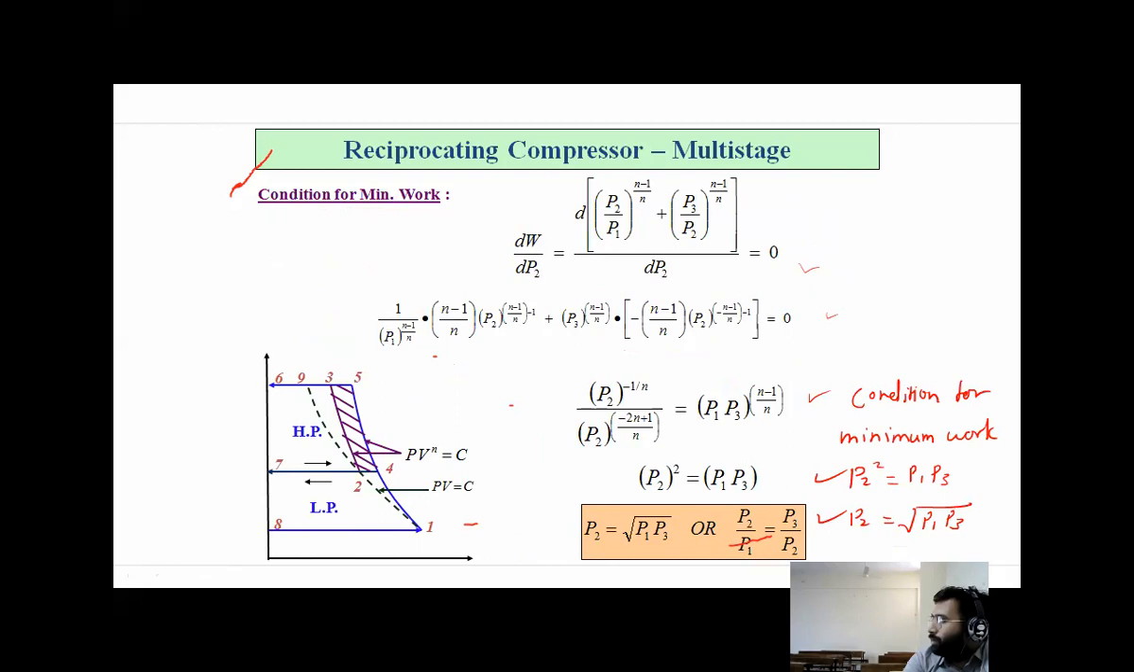In our case P1 P4. P2 should be equal to square root P1 into P4, or you can write P2 square should be equal to P1 into P4. So it is a condition for minimum work.